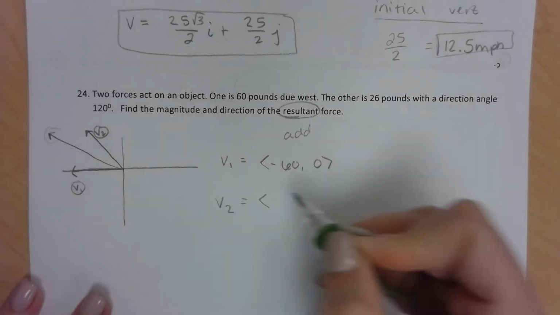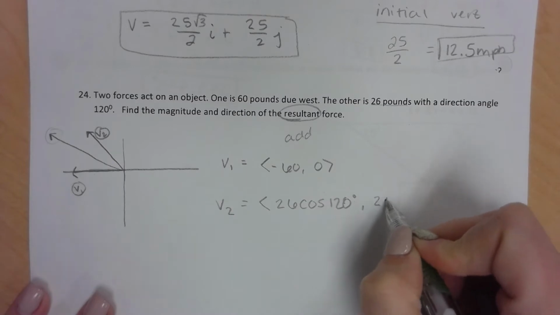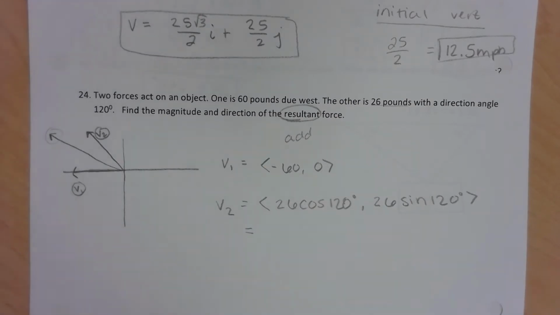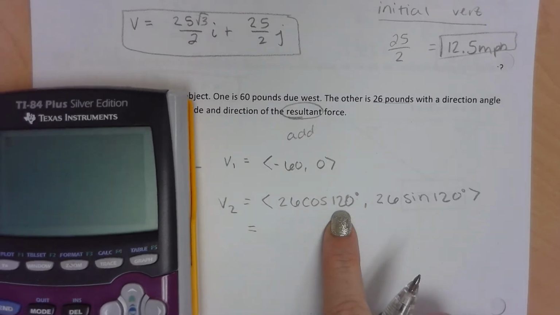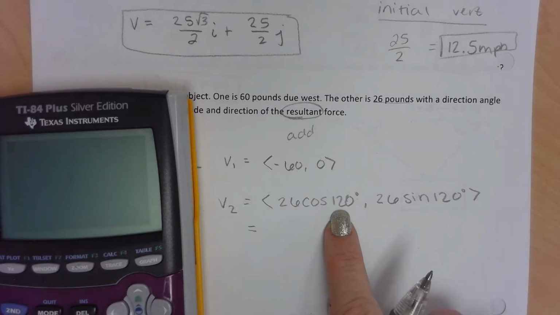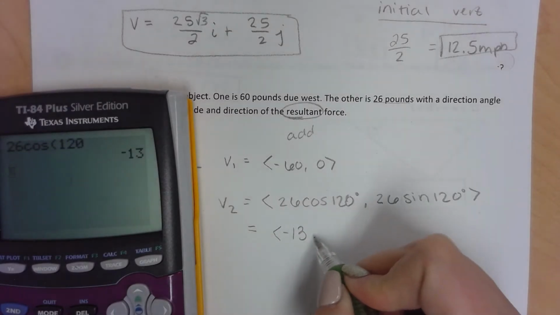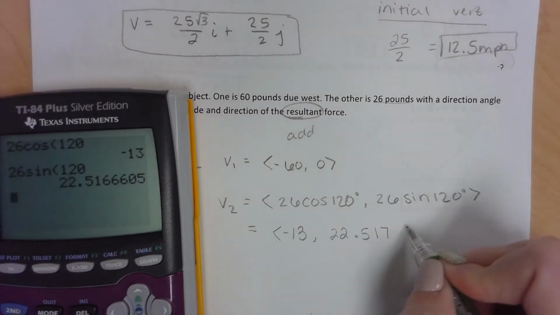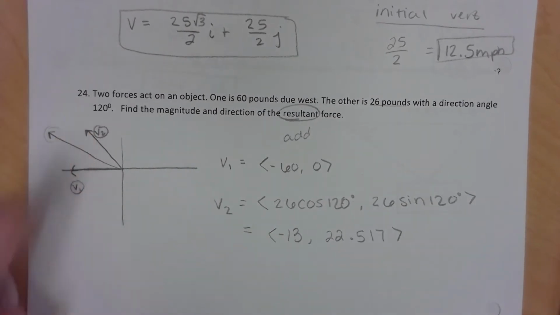So V2, the pounds is 26, so it'll be 26 cosine 120, and then 26 sine 120. Okay, and we want to find the resultant force. So I'm going to put this into my calculator. I know 120 is on the unit circle, so we could find the exact value here, but we're just going to go ahead and plug it into our calculators for our word problem purposes. So we'll have 26 cosine of 120 will give us -13, comma 26 sine 120, which is 22.517. So that is V2. V2 is -13 over 22.517 up. Okay, so there's V1 and V2.